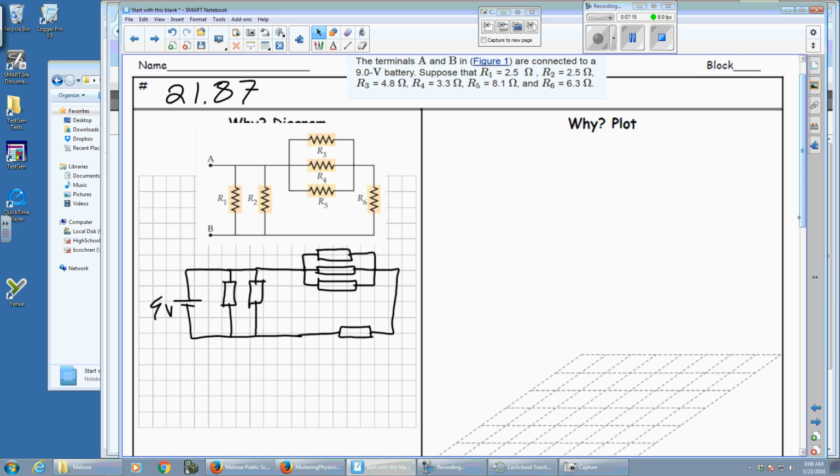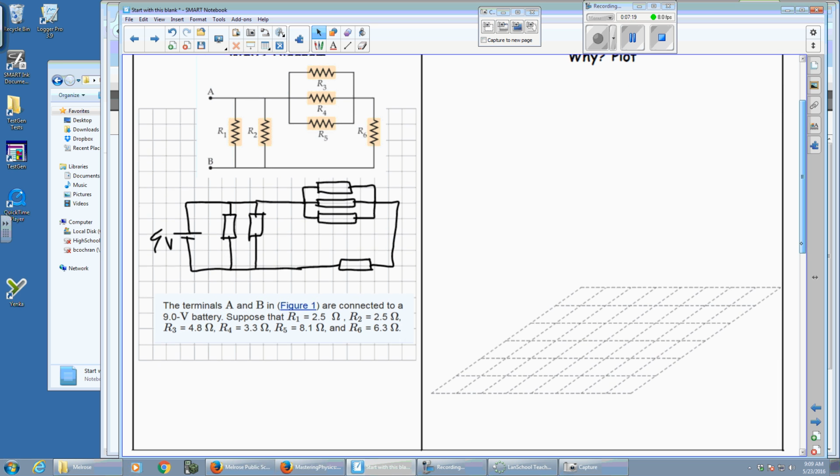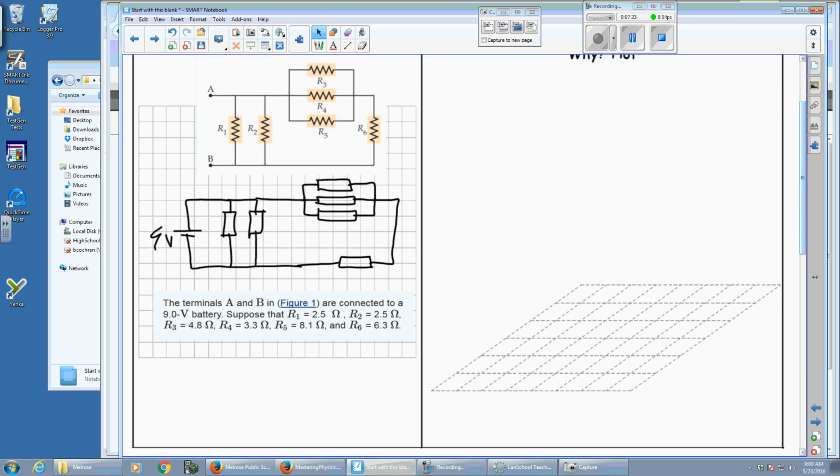All right. And of course you would draw all of those. And then I need to do my, well, how many different currents? Which side of my battery is the positive side? The long one.